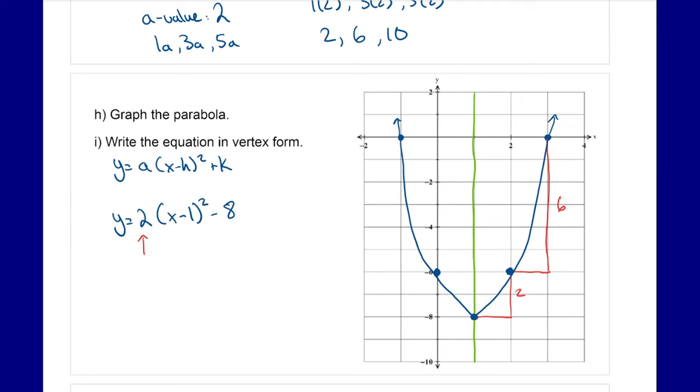So we have our a value, we have our h value, which we know is the h because it's the axis of symmetry, and here we have the optimal value. So realistically, we can now go from standard form to factored form to vertex form.